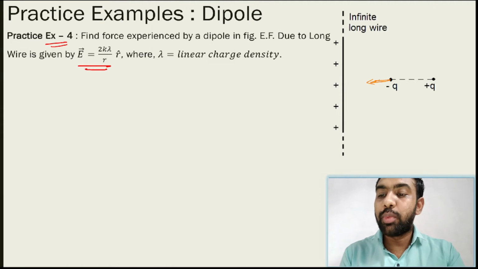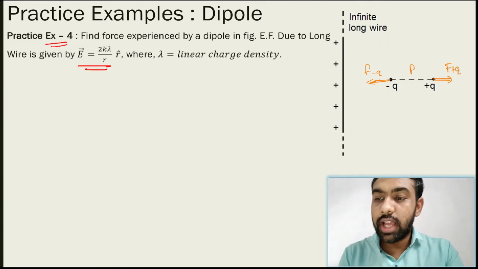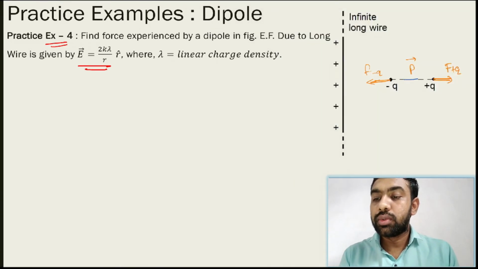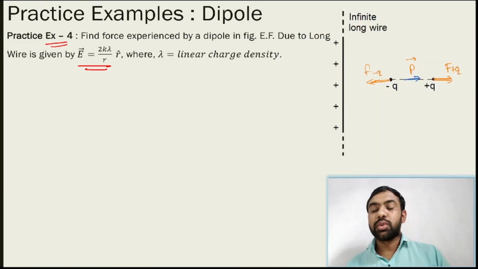So consider this dipole moment is P. So the force on the negative charge, and here the force on the positive charge. And the dipole moment P points from minus Q to plus Q, like this. So we have to find out the force on this dipole.